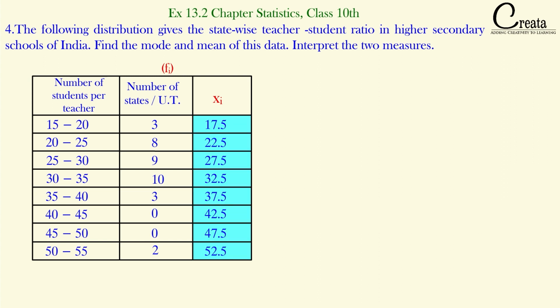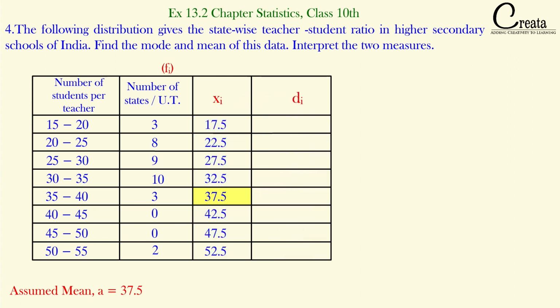You are open to use any of the values as the assumed mean. Generally, we take the midpoint. So here let's take the point 37.5 as the assumed mean, which is A. And what is the next step? We find the deviation. We subtract the assumed mean from all the values of xi to get the deviation, which is di.